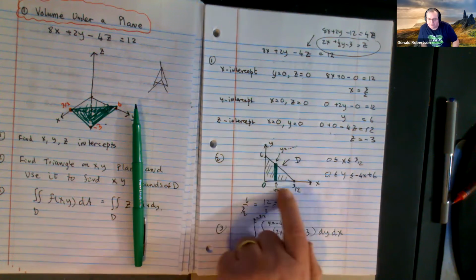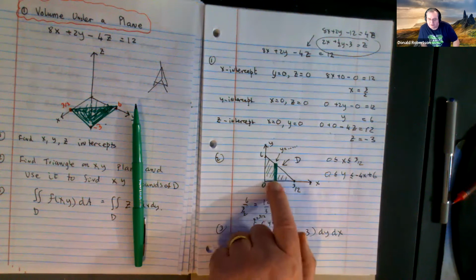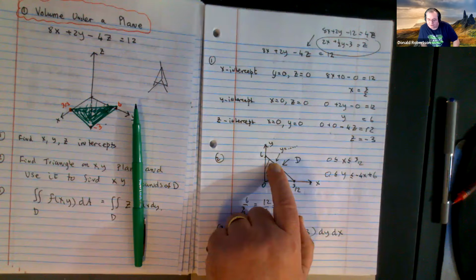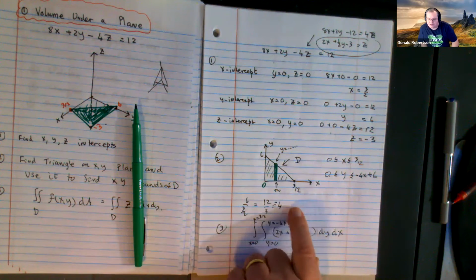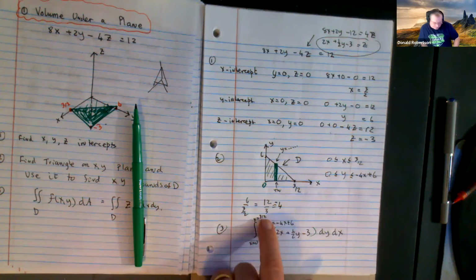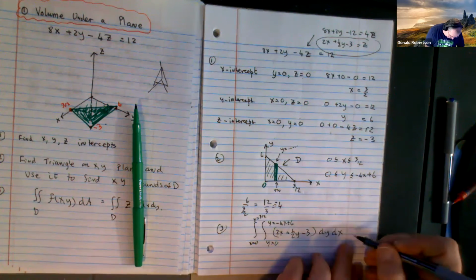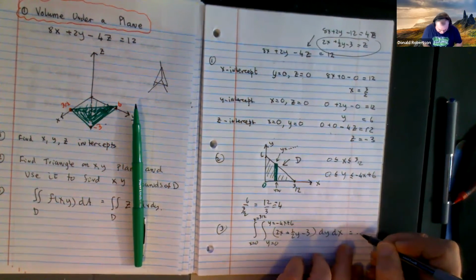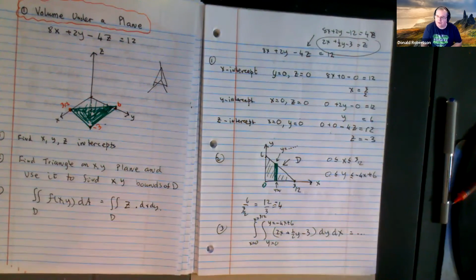In this case, I went vertical, so 0 to 3/2, and then the y goes from the bottom, which is 0, to there, which happens to be the straight line, -4x + 6. And then you put your limits of integration. And at this point, I'm just going to say I think we've done enough of those double integrals.